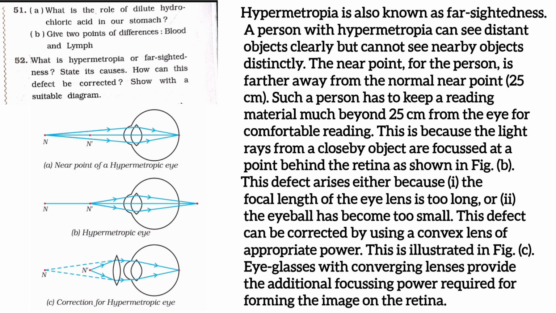This is because the light rays from a close by object are focused at a point behind the retina as shown in the second figure. This defect arises either because number 1, the focal length of the eye lens is too long, or number 2, the eyeball has become too small. This defect can be corrected by using a convex lens of appropriate power. This is shown in the third figure. Eyeglasses with converging lenses provide the additional focusing power required for forming the image on the retina.